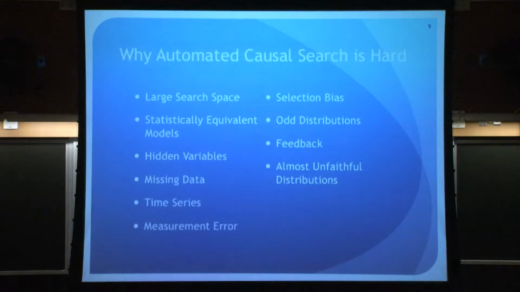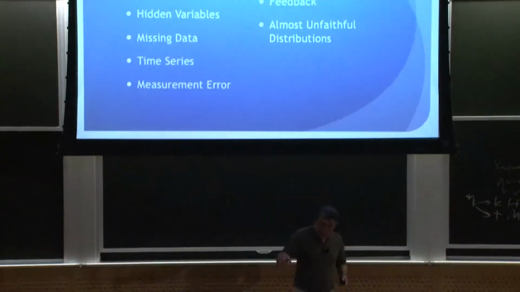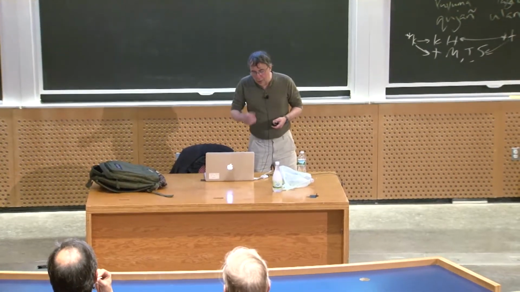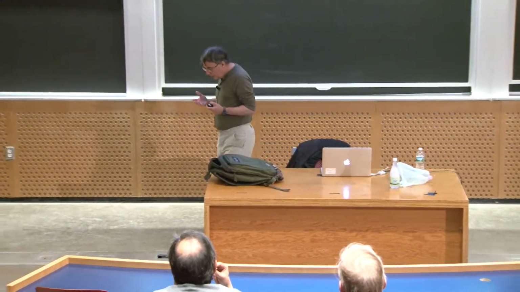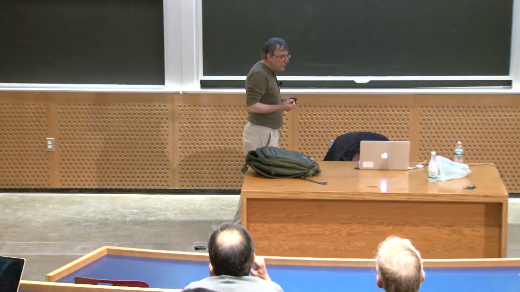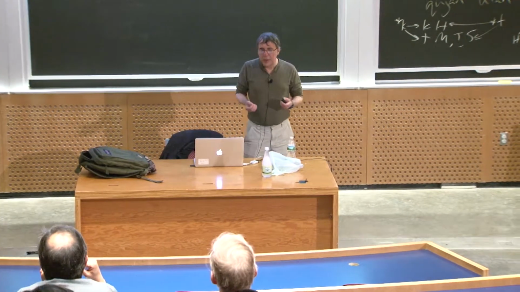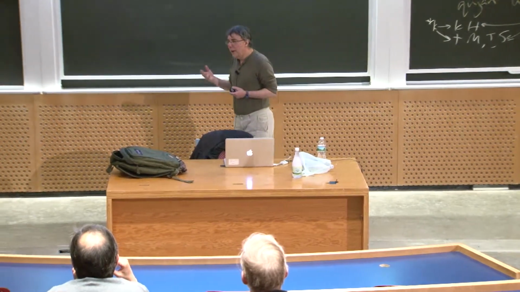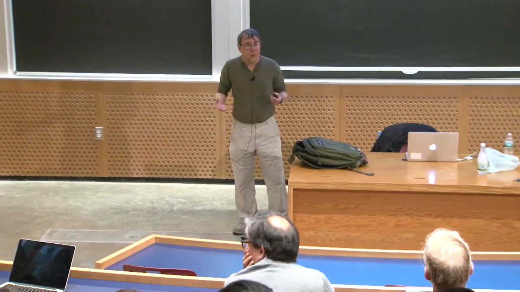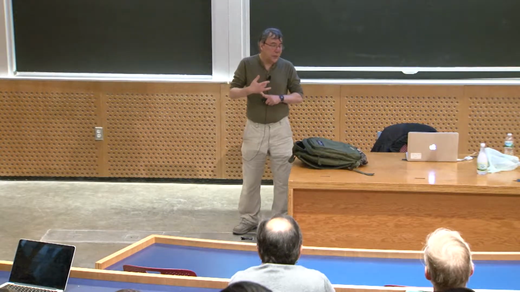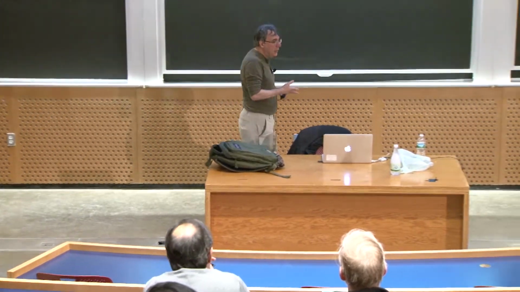There are hidden variables, there's missing data, there's time series, there's measurement error, there's the fact that your sample is not random, there are weird distributions that arise because of complicated causal processes, there's feedback, and there's something called almost unfaithful distributions, which I will get to. So all of these are extremely difficult problems. Some of them there are partial answers to. There's typically a trade-off in this research between how many assumptions I can drop, how many variables I can handle, how fast it will run, and how informative my output is.